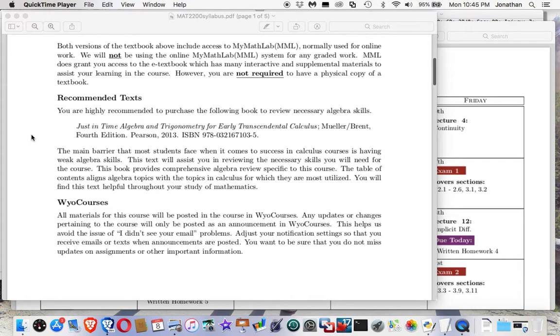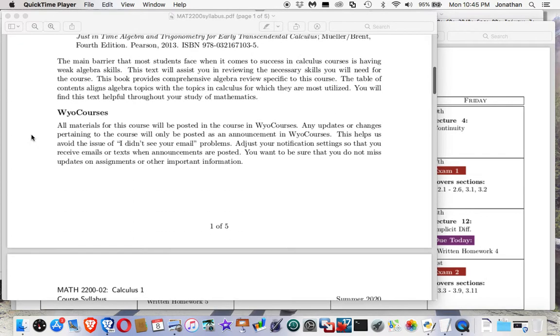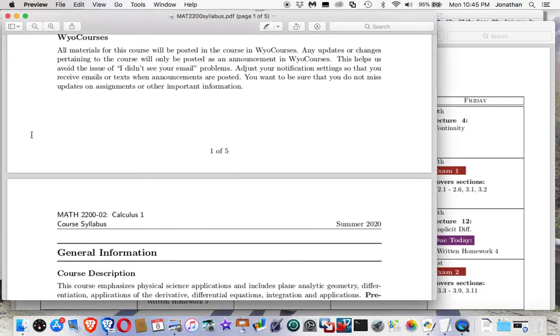If you're a little bit rusty on algebra, I also have a reference for you that you could look into. Especially for the first few topics, algebra skills will be very, very important, and that's mostly what today's presentation will cover, just an algebra review. Everything of relevance will be in the WIO courses page. Particularly, I will post links to all of the videos under a WIO courses announcement, and any homeworks and such will go in there.